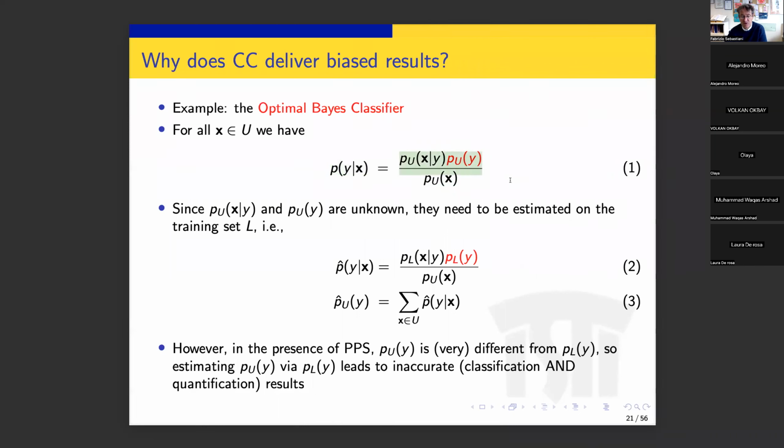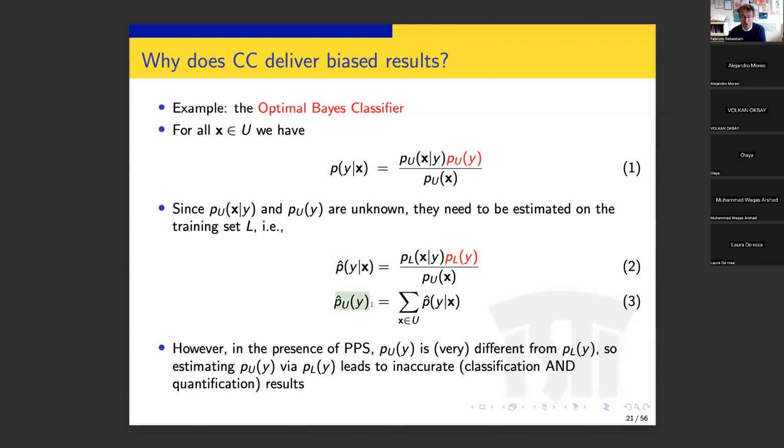These two things, PU of x given y and PU of y, are unknown because we don't have access to the labels of the unlabeled set. So we need to estimate them on the training set. So we replace U with L. The estimation basically leads us to replacing PU of x given y with PL of x given y, where L is the training data, and PU of y with PL of y. Okay, so if we want to estimate the probability of y given x, we do this replacement.